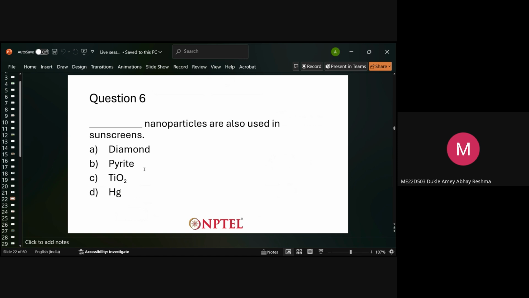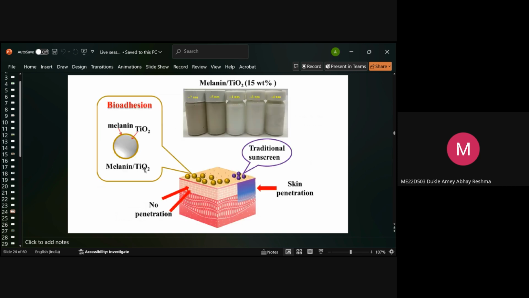Then the sixth question was: dash nanoparticles are used in the sunscreen: diamond, pyrite, TiO2, mercury. The answer is TiO2. So this is how a schematic looks. TiO2 nanoparticles are coated with melanin, and then they are used.